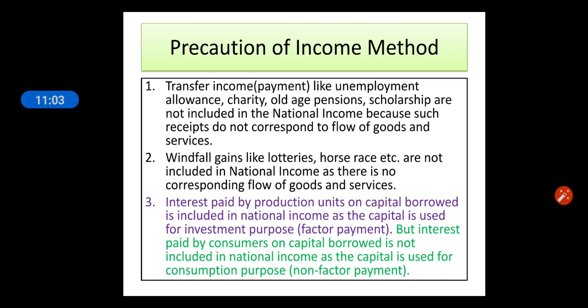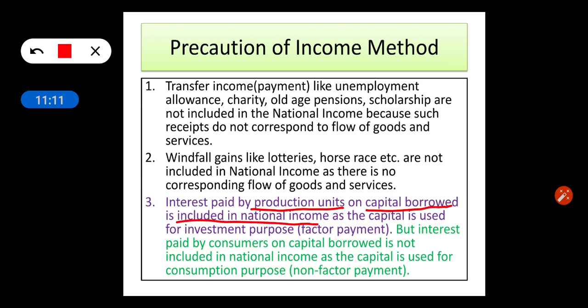Third, interest paid by a producing unit on capital borrowed is included. Now, the producing unit borrowed some money and it is for investment. In such cases, interest paid for such borrowed capital will be included in the estimation of national income. But interest paid by a consumer on capital borrowed is not included in national income, as the capital is used for consumption purposes.